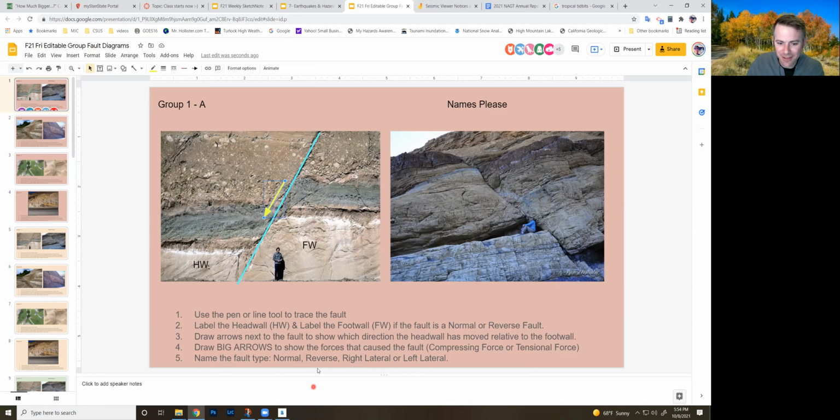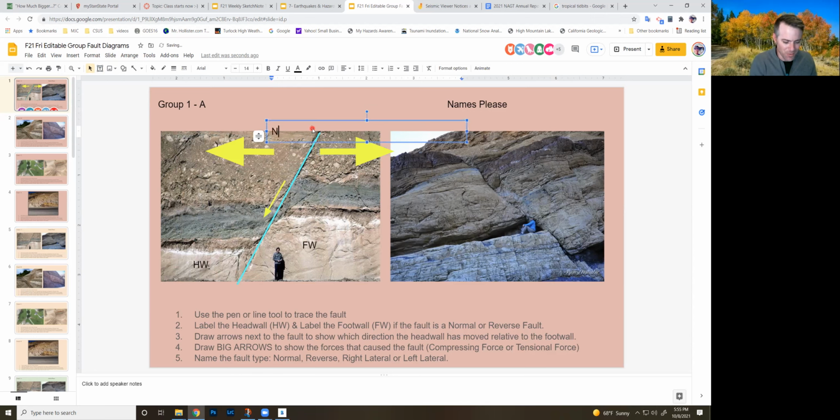If you think that it's moved down and that it happens to be a normal fault, which is the case, the last thing I need you to do is take an arrow like this, and I need you to make two big arrows, to show basically what it took to make the fault do what it did. So in this case, to make it a normal fault, the rocks were pulling apart, which allowed this one to slide down to become a normal fault.